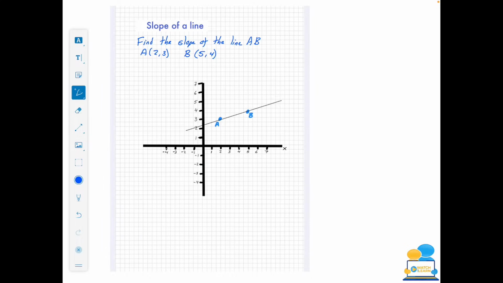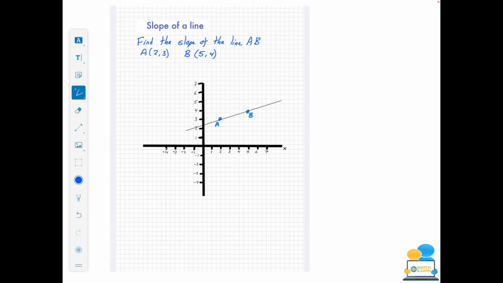So next we're going to find the slope of a line. Okay, now there's two methods for this. We're going to show both methods. Sometimes you have the choice, you can pick your favourite method. Sometimes you need to be able to do one method over the other. So my advice would be to be able to do both methods. So we want to find the slope of the line AB, and we have our 2 points here. A is the point 2, 3, and B is the point 5, 4.